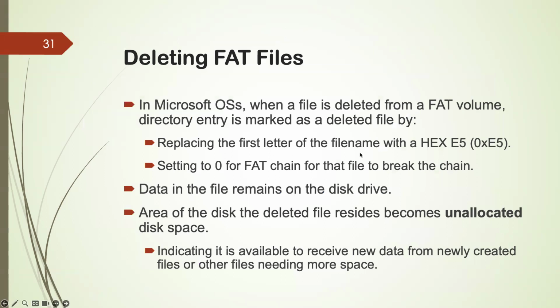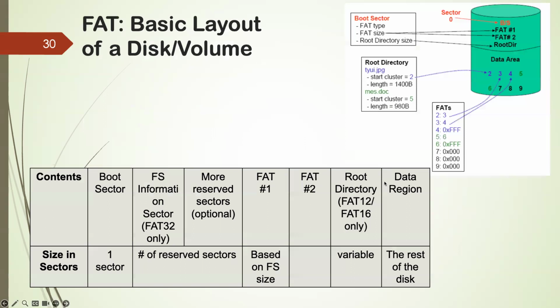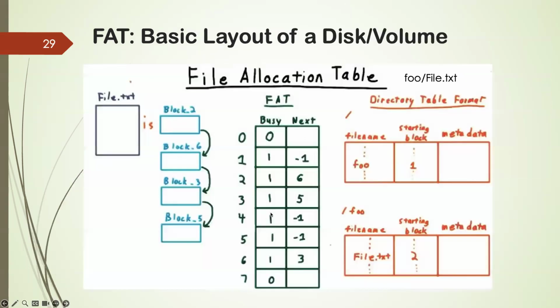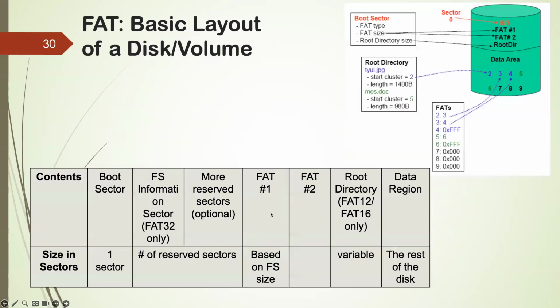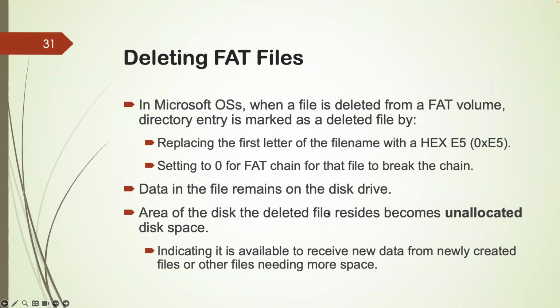So the first step is that you change the first letter and replace it with E5 in the directory table. That tells the directory that this file is deleted, it's no more. Then we set 0 for all the clusters in the FAT chain that were allocated to this particular file. So all these busy bits will be turned into 0. That tells the file system that these clusters are available again. So the data will remain there unless it is overwritten.